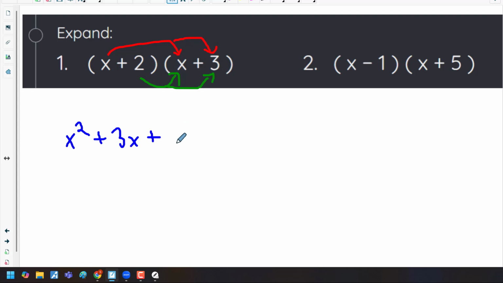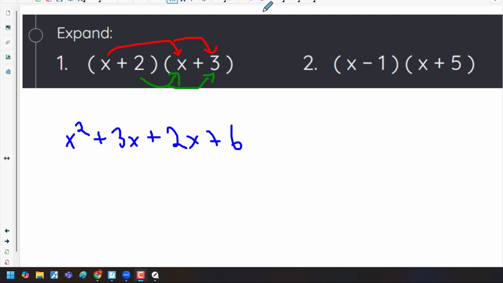And then 2 times x is 2x. And 2 times 3 is 6. 2 times 3 is not 5, it's not 2 plus 3. So don't make that mistake, please. Now, there's an extra step for this specific example. Let's start.